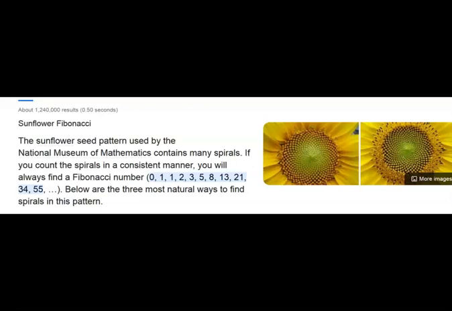So they put a zero first. Our definition started with one, then one. But if you put a zero first, notice it works from the beginning. So zero plus one equals 1, 1 plus 1 equals 2, 1 plus 2 equals 3. I like that definition a little bit better. Anyway, below are the three most natural ways to find spirals in the pattern. We're not doing that, but if you count the spirals, it says it's always a Fibonacci number. So a lot of growth is based on Fibonacci. It's really interesting. You can go down a rabbit hole to check all that out.